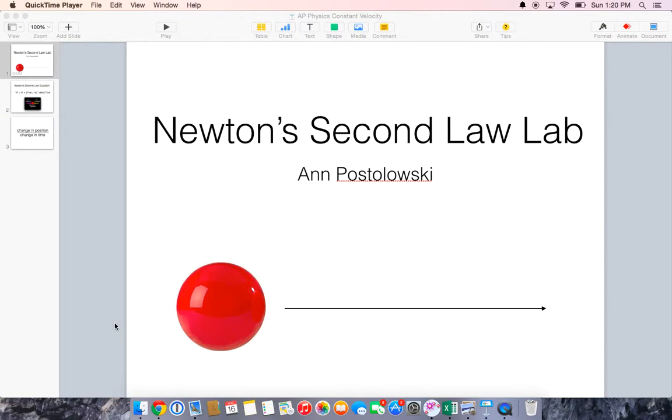This is a video lab report demonstrating Newton's second law of motion on a billiard ball. To illustrate the law, I recorded an object moving at a constant velocity, tracked its motion using Tracker software, and plotted the velocity in Excel.